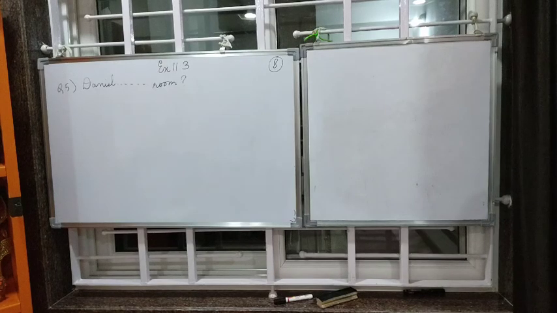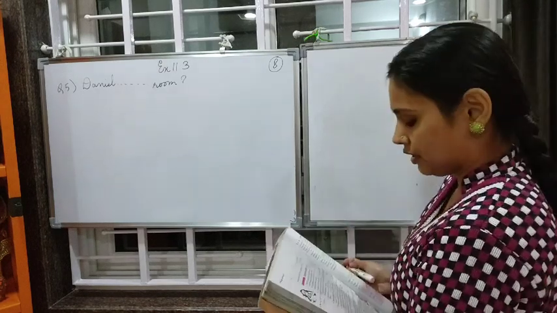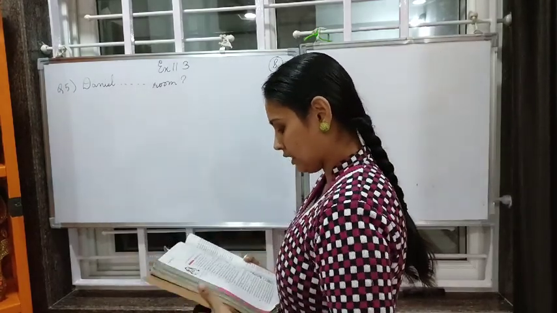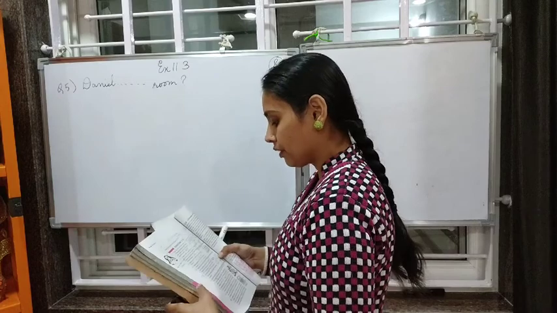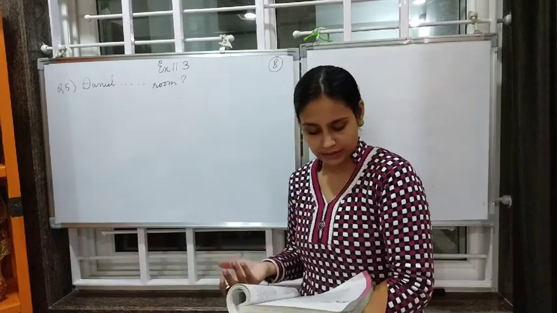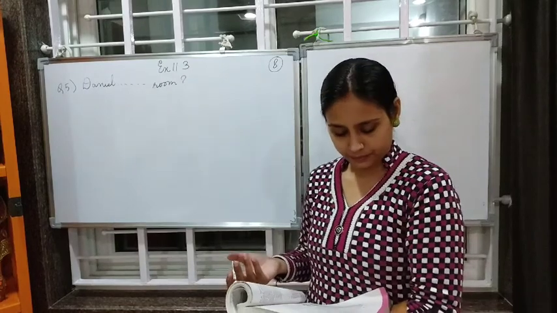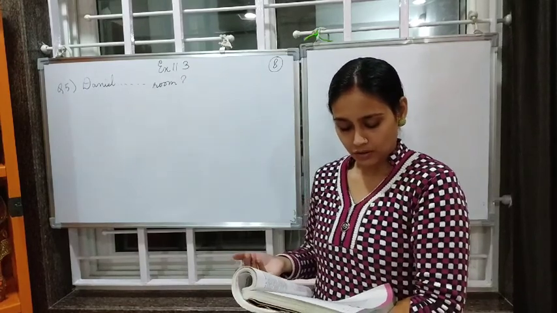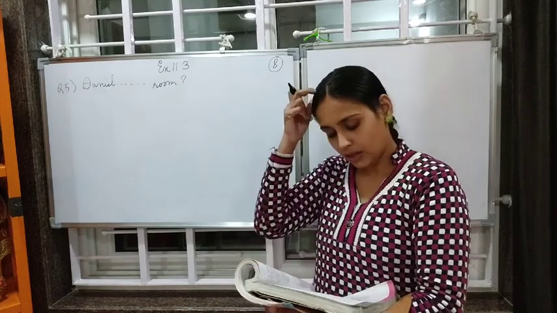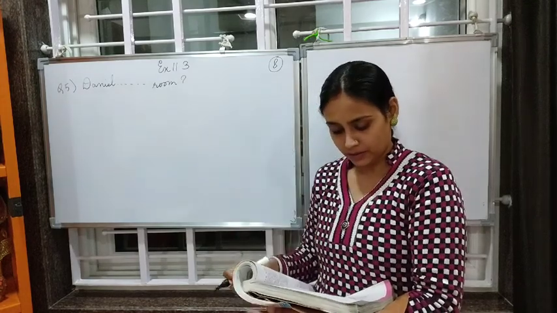So children, today we have to start question number 5 of exercise 11.3. Let's do it. Daniel is painting the walls and ceiling of a cuboidal hall. That means she's not painting the floor. Obviously, we don't paint the floor, right? So Daniel is painting the walls and ceiling of a cuboidal hall with length, breadth and height given.